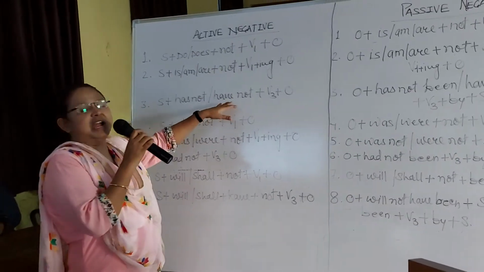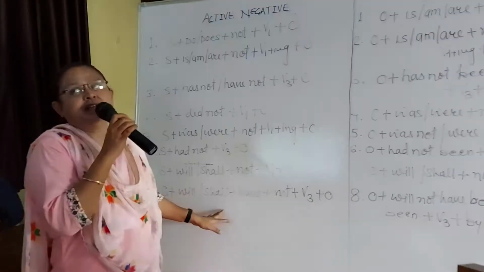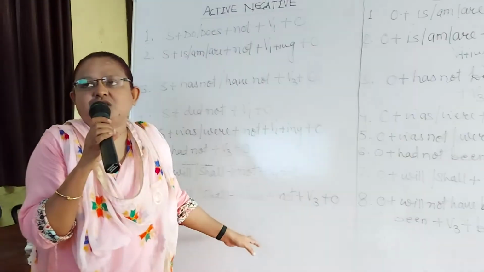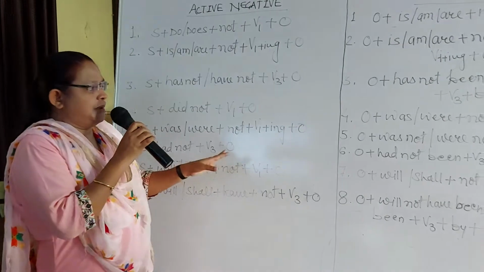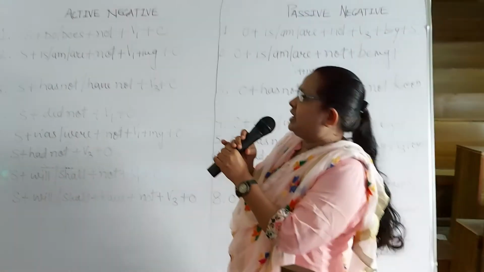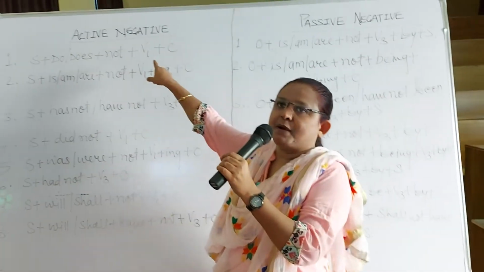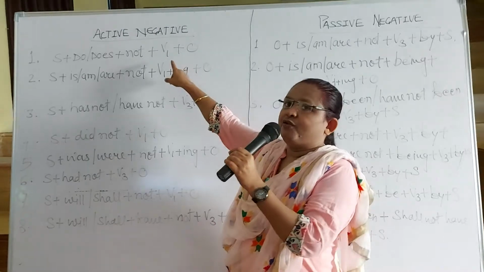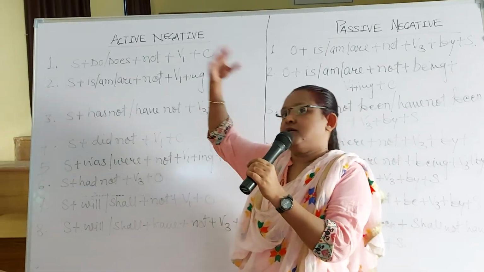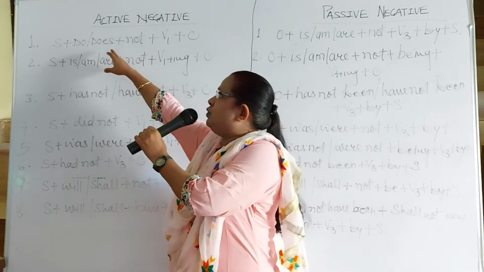First three are present, second three are past, and last two future. The total 8 structures we see here change positive to negative. How can we change positive to negative? Suppose the sentence has been given in simple present. You know very well that when simple present tense is given in negative form, you use do or does.